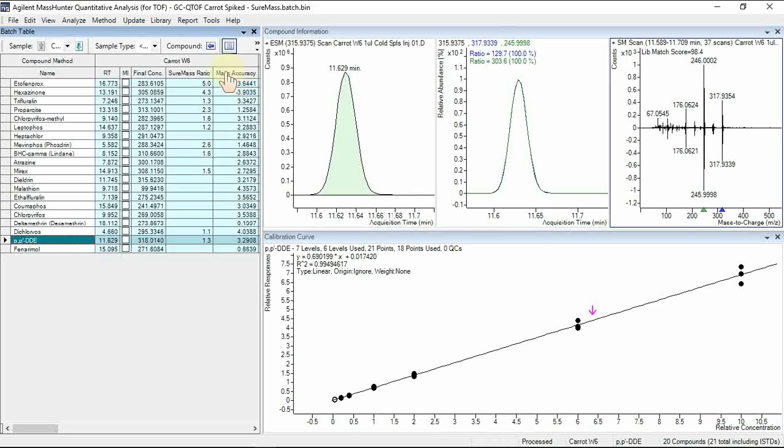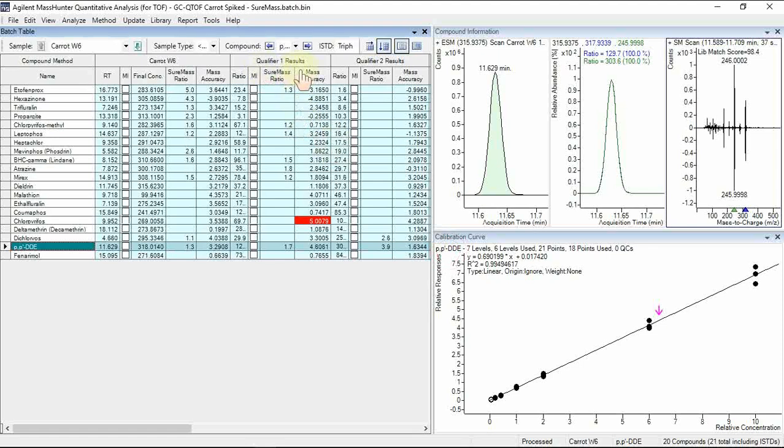In addition, you can see the mass accuracy column here, all those numbers less than 5 ppm. Let's take a look at the qualifiers. There are 2 qualifiers per target. So here are the SureMass ratios for qualifier 1 and the mass accuracies. And for qualifier 2, again, the SureMass ratio and the mass accuracies.